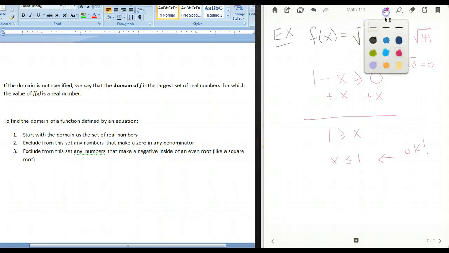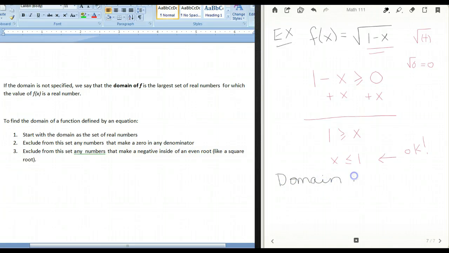To actually state our domain here, it would be okay to just write x is less than or equal to 1. That's totally fine. You could also use interval notation. How would we write this as an interval? We want all values of x less than or equal to 1, so all negative stuff and then up to 1 and including 1. Again, if you need a review of interval notation, remember to do the Appendix 9 problems that I posted to Moodle. So that's another way to write this.